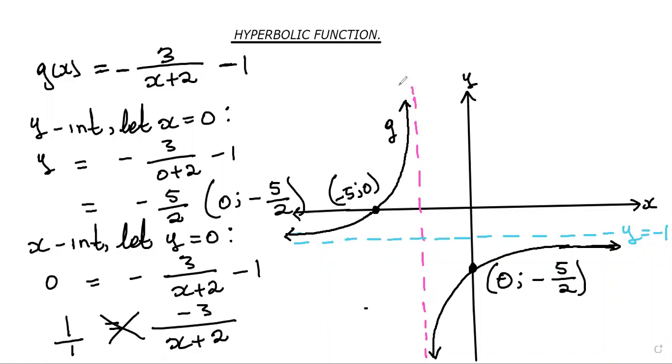And then we said this is the vertical asymptote. So the equation is x equals -2, like that. And if you did this, they are more than happy in the exam. You get all your marks.